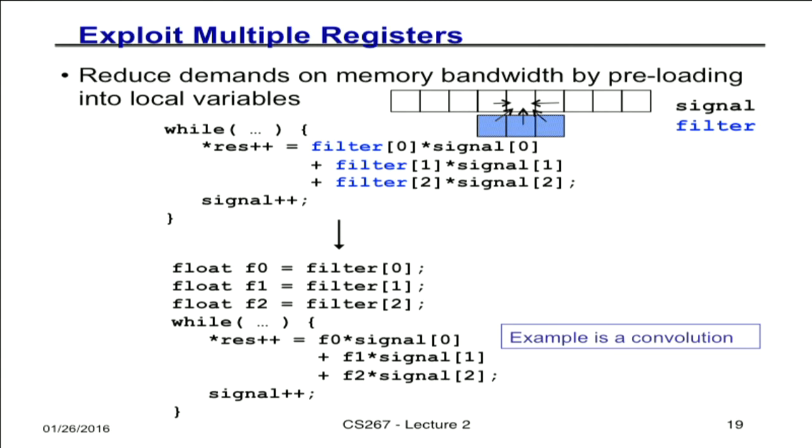And so you can rewrite the code like this to say, well, let me just make simple float scalar variables, f0, f1, and f2, in order to encourage it to put them into registers. And then it's going to reuse those 3 values as it sweeps across the array, so that'll probably make it much faster.